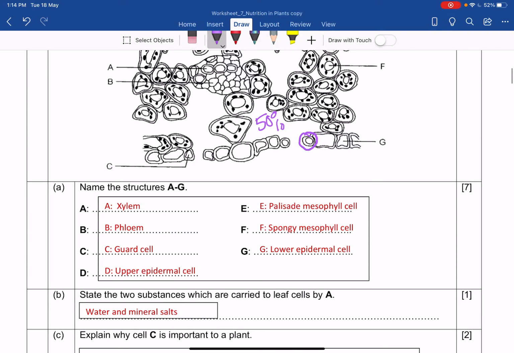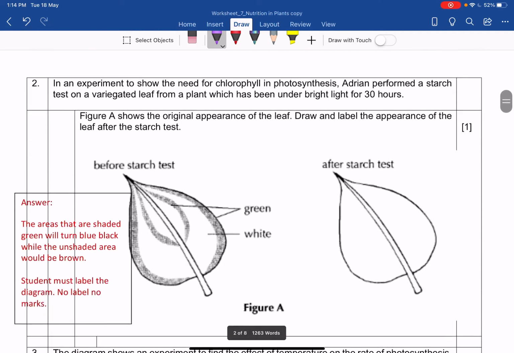So in this leaf, if it's photosynthesizing, they happen to produce like 50% of oxygen over here. The atmospheric level of oxygen is about 20%. So overall there is a higher concentration of oxygen gas in the intercellular air spaces and it will diffuse out. Okay, so moving on to question 2.